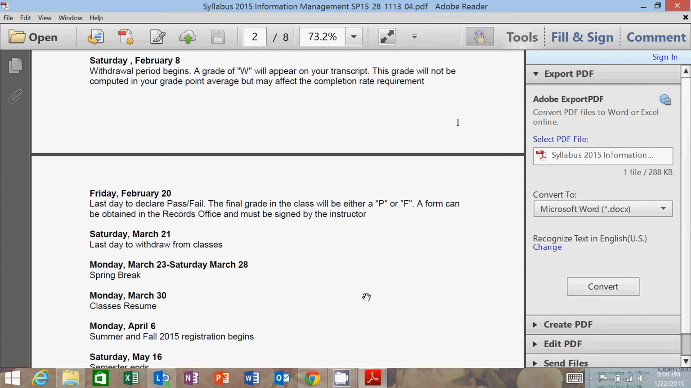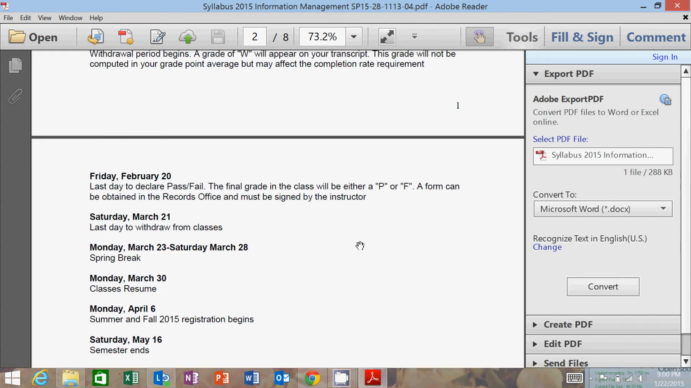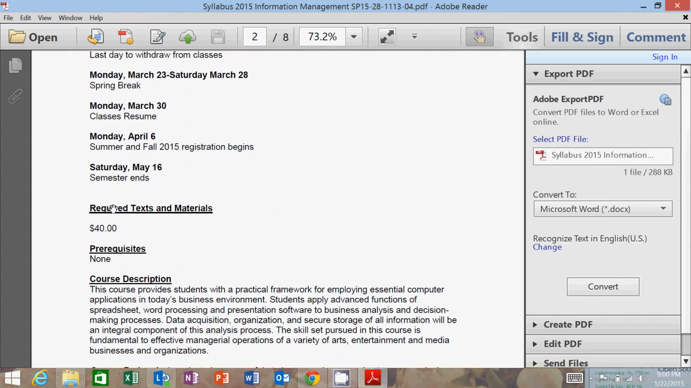As we continue to scroll down here, we go to required text and materials, $40. So there isn't any required text for the course. The reason why we have $40 there is because you do need to have Microsoft Office, right? So we're going to be working in Microsoft Word, a little bit of Microsoft PowerPoint, and a lot of Microsoft Excel. So that's where that $40 comes from. You can easily download it off the Microsoft Office website.